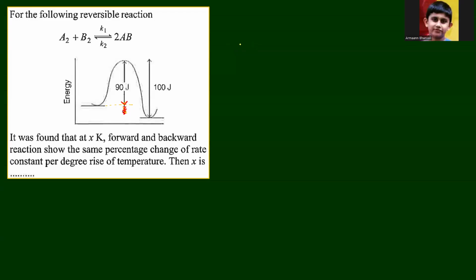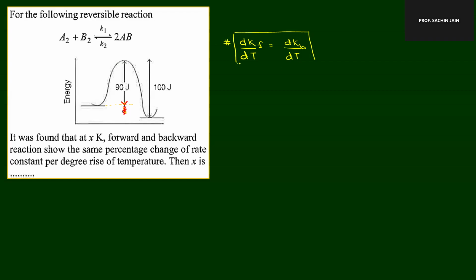So you just do the derivative of k. Yes, it is the derivative of the rate constant via the Arrhenius equation. तो मैथमेटिकली आपको मुझे ये बोलना था dk by dt for the forward is equal to dk by dt backward. बस ये था आपका इंपॉर्टेंट कॉन्सेप्ट. Rate constant change per degree rise in temperature is the derivative of the rate constant with respect to temperature.